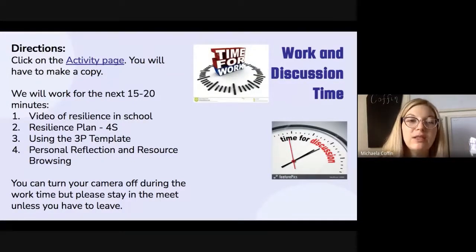you're going to have a chance to work through those activities that we've compiled. So the video of resilience in schools, the 4S plan, the 3P template, and then some personal reflection and resource browsing. So during this time, you can turn your camera off to work, but if you'll stay in the meet, that would be great, unless you have to leave.